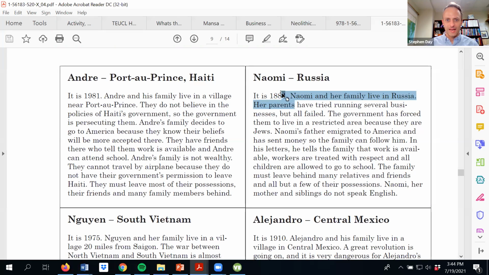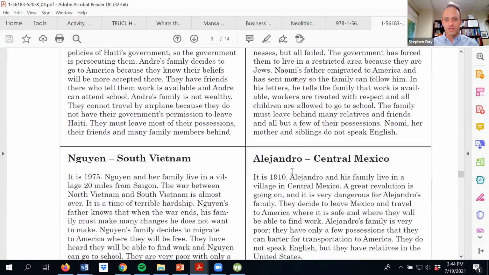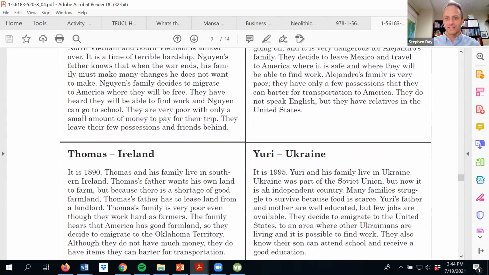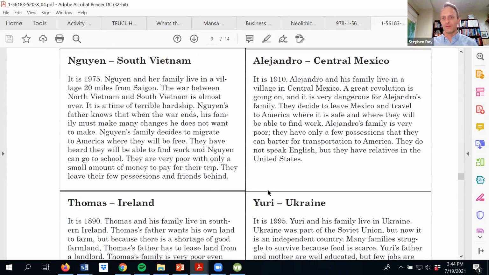We have Naomi from 1884 in Russia. All these people have tragic stories, and I think that's purely so that there can be a push factor, pushing them out of the country so that you can actually have something to talk about in the geography section.